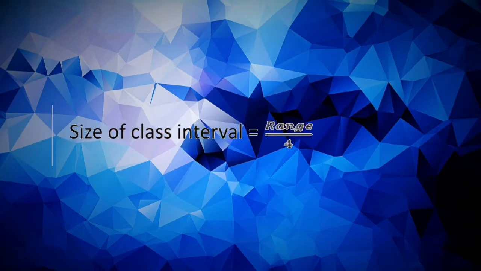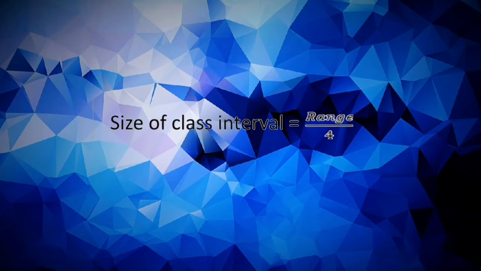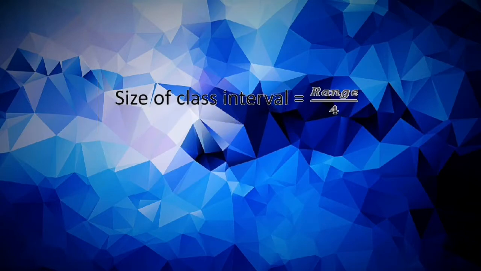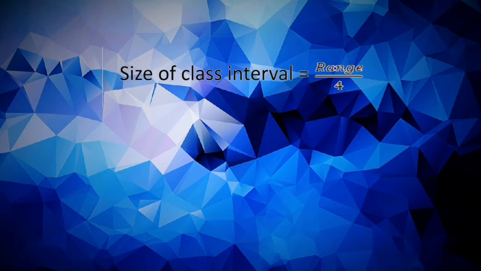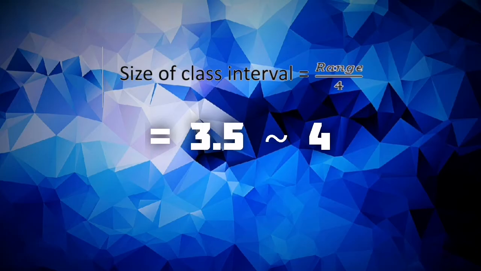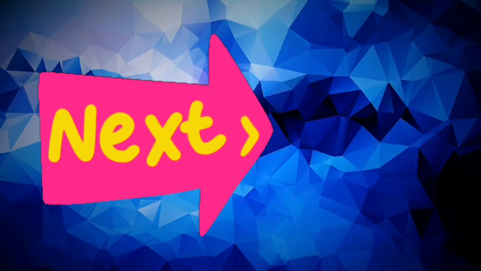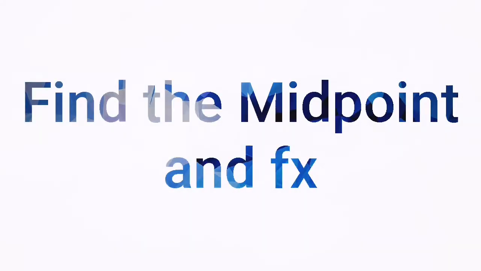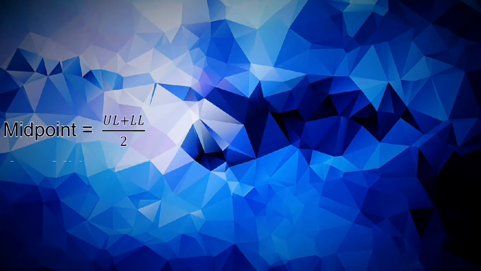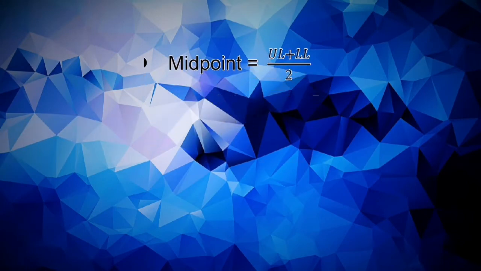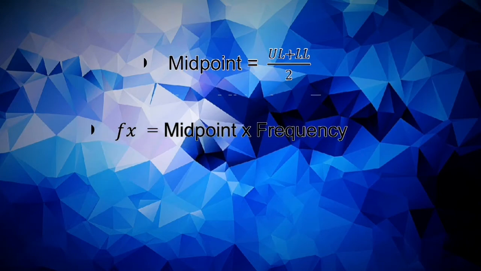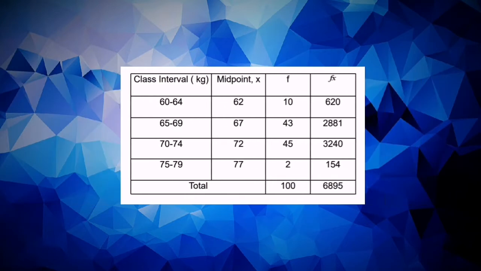Next, to find the class interval, we need to divide the range by 4 because in my opinion 4 is most suitable to choose. So the answer is 3.5 and we round it up to 4. Next, to completely build this table, we also need to find the midpoint and the fx. To find the midpoint, we use the midpoint formula, and then for the fx, we multiply the midpoint with the frequency. Now we can completely build the frequency table.